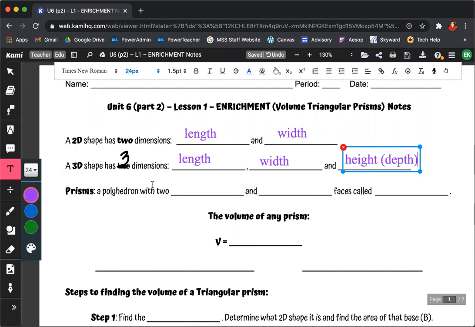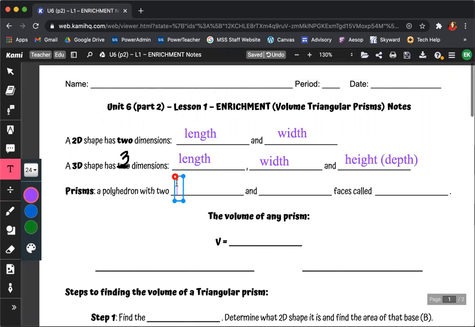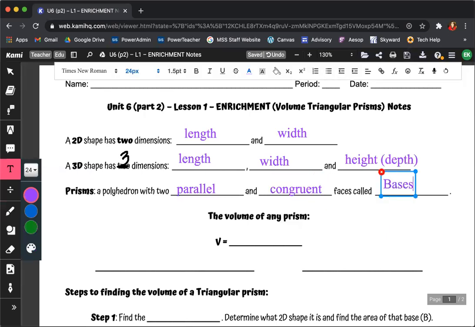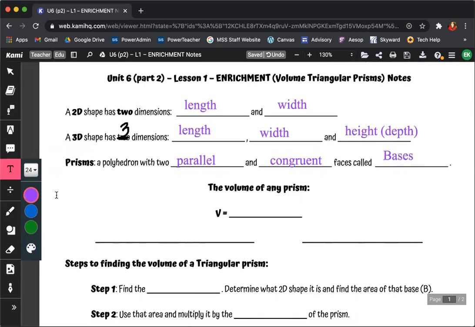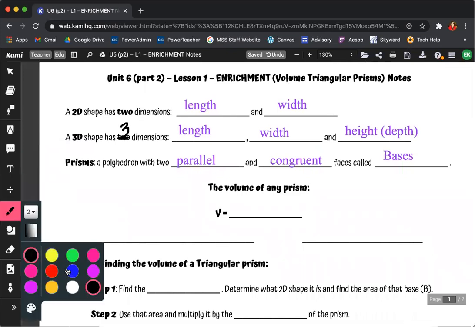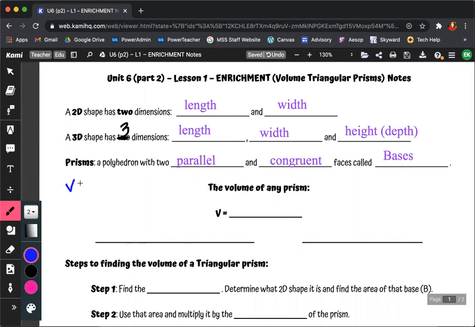So a prism is a polyhedron with two parallel and congruent faces called bases. And I'm going to capitalize the B and you'll see why in a minute. But what we just want to know, we knew that when we had rectangular prisms, the volume was the length times the width times the height. But specifically the length and width really is the area of the base, because the base was a rectangle.